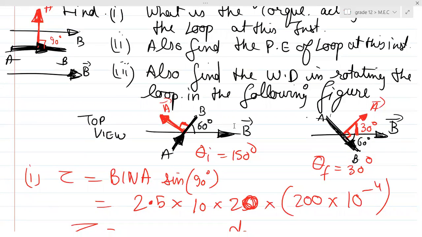The loop is placed vertically in the magnetic field. This is a loop A, B, and C is below, and D is also below. You are not able to see C and D. Yes or no? This is just the top view.